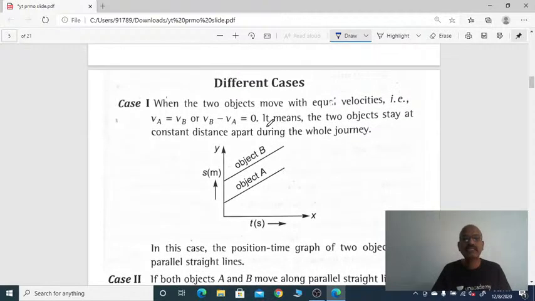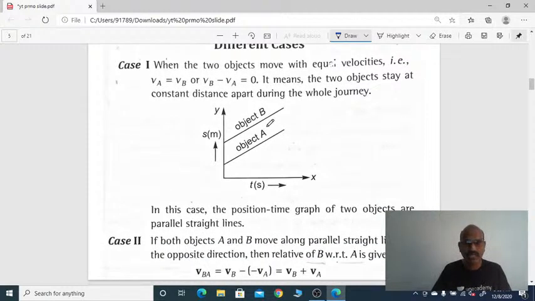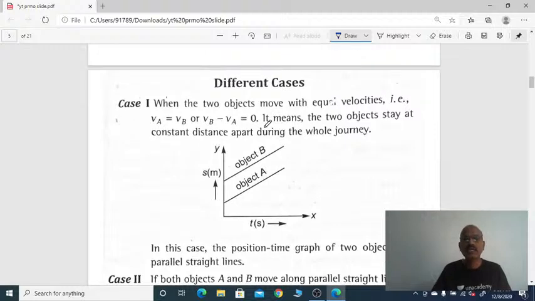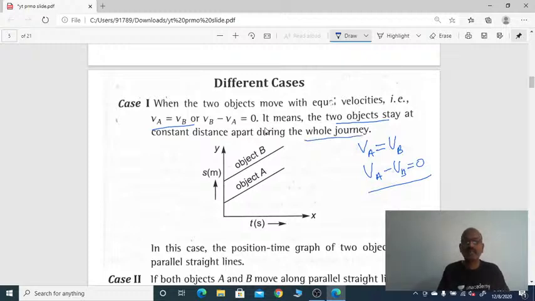Now, different cases in terms of relative velocity. First case, you can see that if the two objects move with equal velocities, right? Object A and object B both are moving with equal velocities. That means velocity of body A is equal to velocity of body B. Then VA minus VB equal to 0. If the two objects move with equal velocities, then the two objects stay at constant distance apart during the entire journey. That is why the position time graph is shown here.